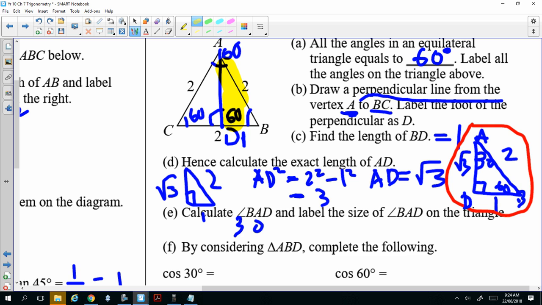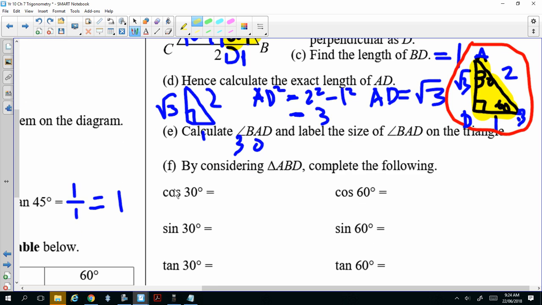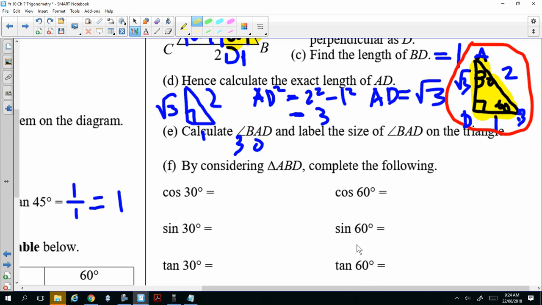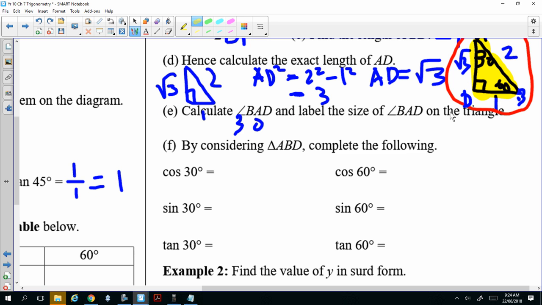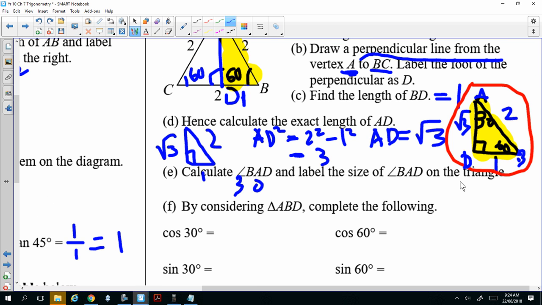Okay, that's this triangle. From this triangle, I could work out cos 30, sin 30, tan 30 because I've got the 30-degree angle, all sides given, as well as the 60-degree angle. So I could work out the exact value of these. Let's work out the exact value from the triangle. If we start with 30, that means that this is the opposite, that's the adjacent, that's the hypotenuse.